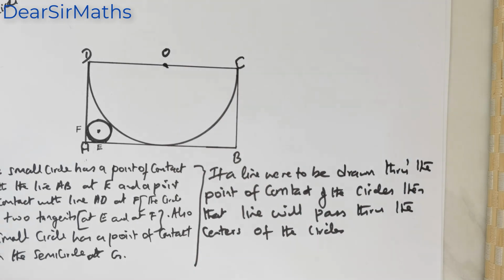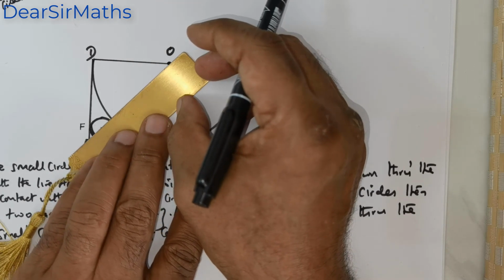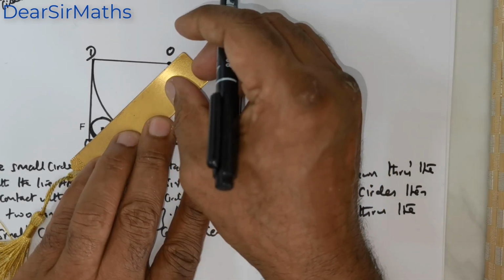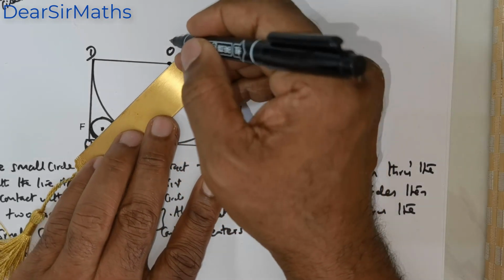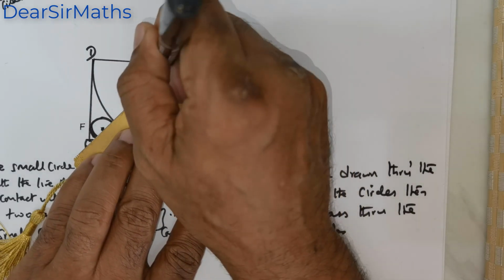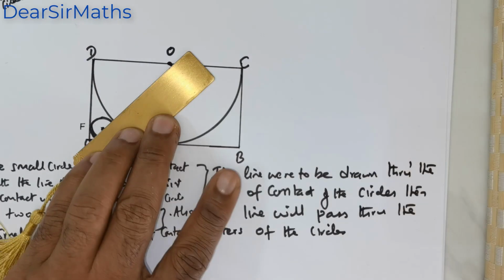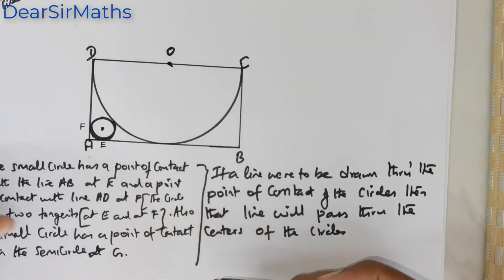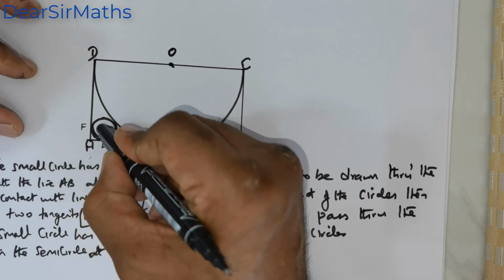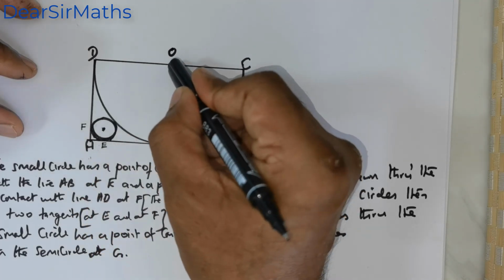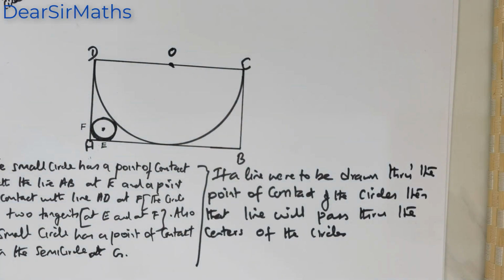So the meaning is, if I were to draw a line like this, then that line would connect the circles. Now I need to actually make sure that the line is hitting the point A, and it is drawn through the center and then hitting this point of contact and then hitting the center at O. So that is important.